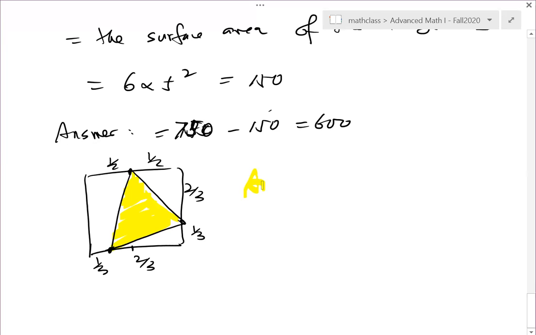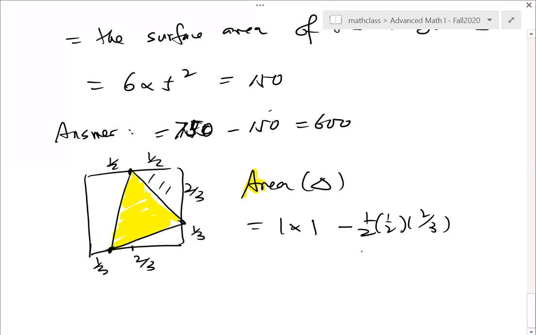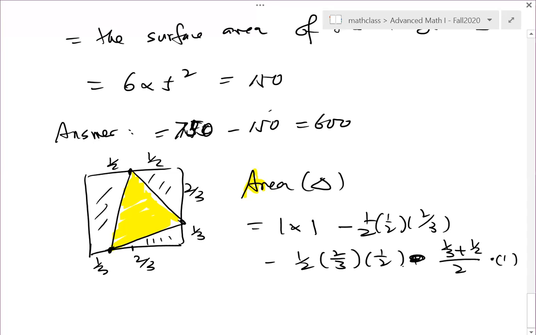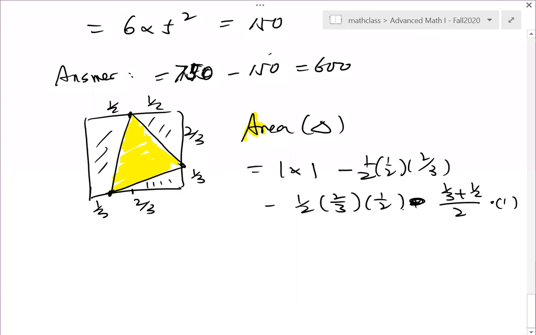Okay. So the area of the triangle, right? The area of the triangle is going to be the area of the square minus the area of this triangle, which is 1/2 times 1/2 times 2/3. Then minus the area of this triangle, 1/2 times 2/3 times 1/2. And minus the area of this trapezoid, right? The bottom part is 1/3, the top part is 1/2, and the average value times the height is 1. So you will get a fraction quickly.